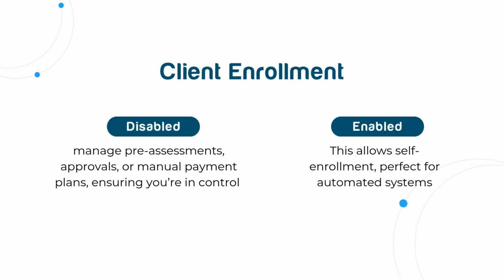You might want to disable client enrollment if your school needs to handle things like pre-assessments, teacher approvals, or manual payment plans for certain courses. It helps you stay in control and avoid confusion when courses have specific requirements. But if your school runs open enrollment or uses automated systems, enabling enrollment is a great way to simplify the process for everyone. Whatever works best for your school, I'll guide you through the process.